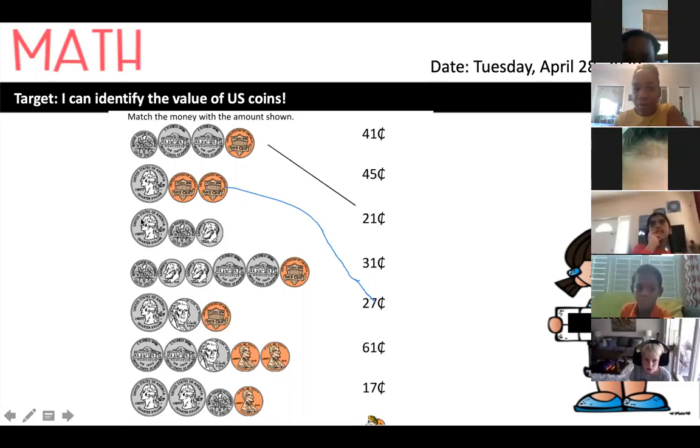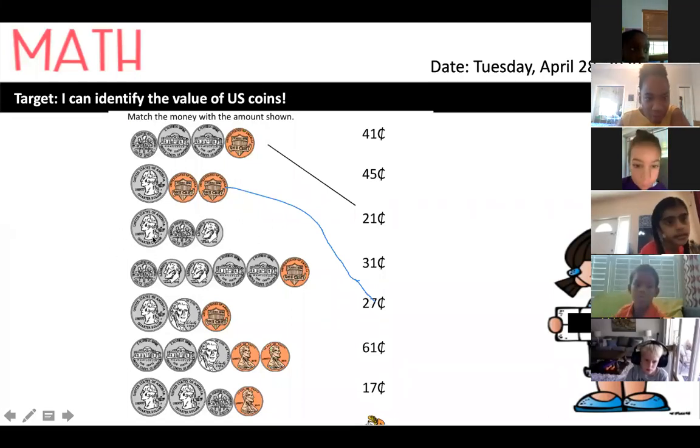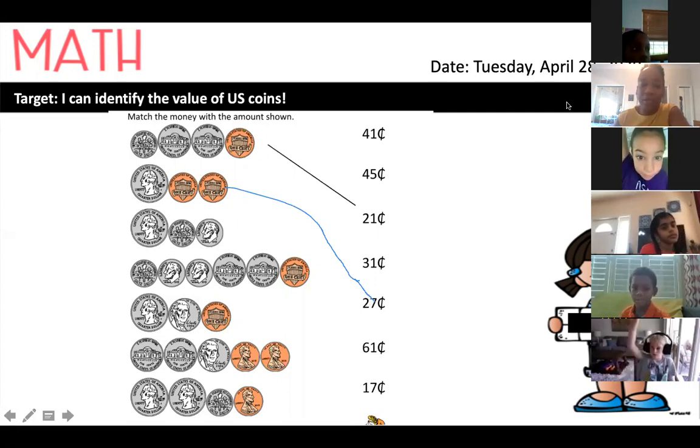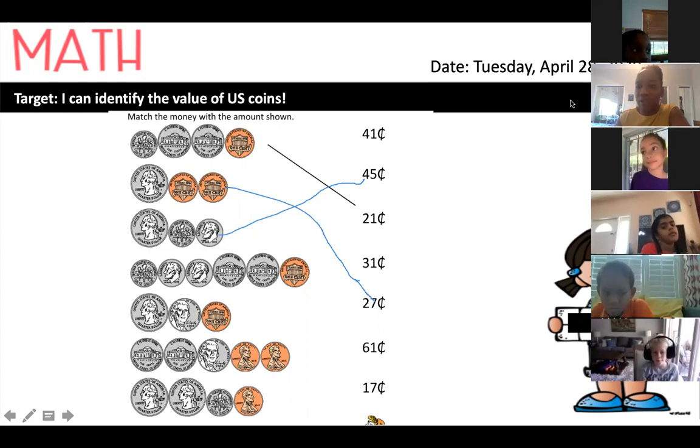What's the value of these coins here? So we have a quarter and we have 2 dimes. Aria, go ahead, sweetie, unmute your mic. That one goes to 45. 45, very good. Wow, look at you guys. Let's have a look at the next one. You can mute your mic, Aria.